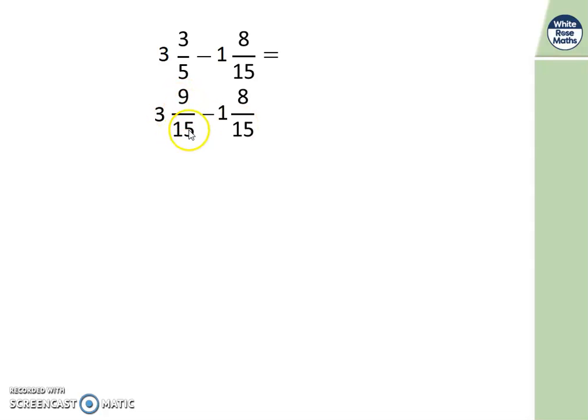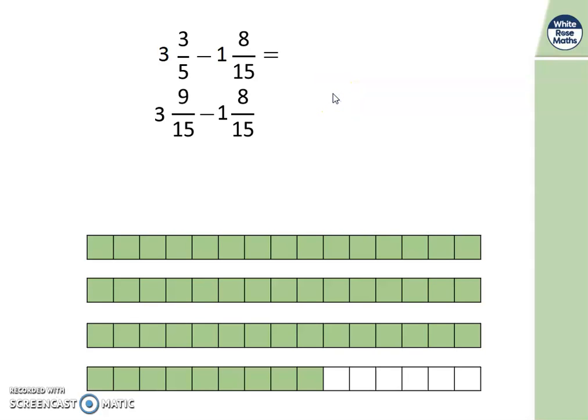3 and 9/15 subtract 1 and 8/15. Let's look at it as a bar model. Here you can see each whole one is split into 15 pieces. So I have 1 whole one, 2 whole ones, 3 whole ones, and in the next one I have those 9/15. So it's really clear to see.